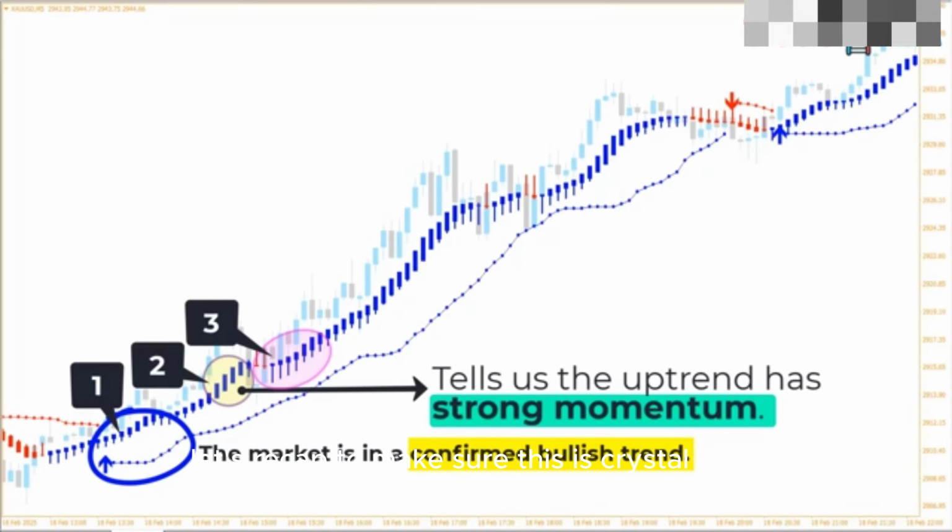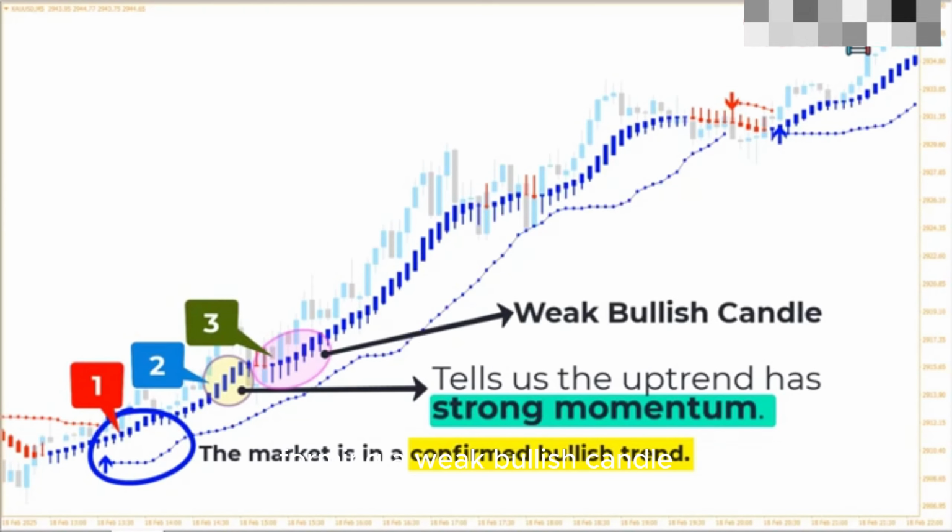Let's recap to make sure this is crystal clear. Rule No. 1. Both indicator profitable strategy 1 and indicator profitable strategy 2 must be blue, confirming a valid bullish trend. Rule No. 2. Indicator profitable strategy 2 must form a strong bullish candle confirming strong buying momentum. Rule No. 3. The market must experience a slight pullback, forming a weak bullish candle, creating an optimal entry point. Following these rules ensures that we don't chase the market, but instead enter at the right time with a strong risk to reward ratio.